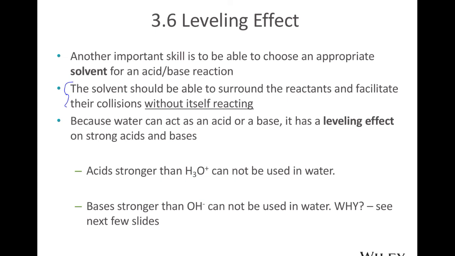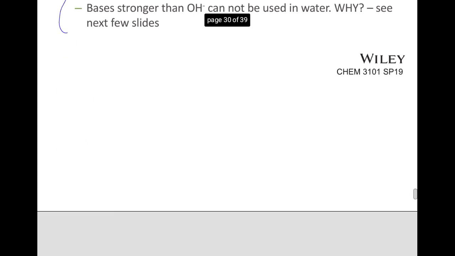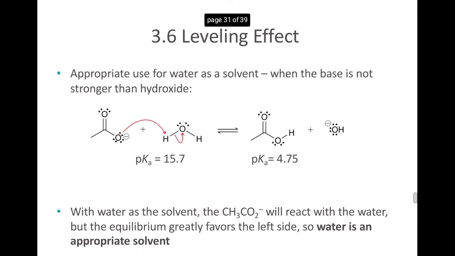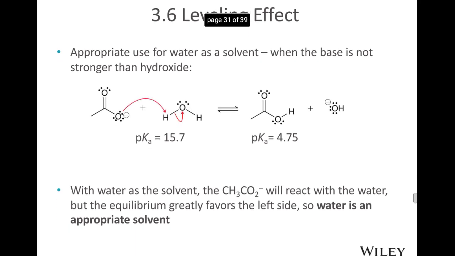So because water can act as an acid or a base, it has what's called a leveling effect on strong acids and strong bases. So acids stronger than hydronium cannot be used in water, and bases stronger than hydroxide cannot be used in water. And we're going to try to figure out why in the next couple slides. So more on the leveling effect. This slide says an appropriate use for water as a solvent is when a base is not stronger than hydroxide. So that was one of the bullet points that was covered on the last slide.